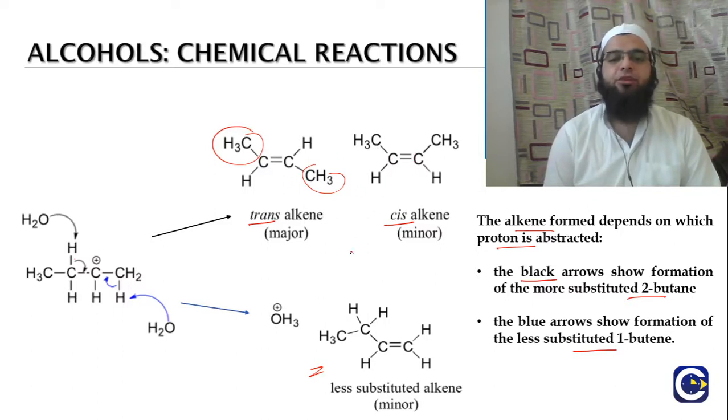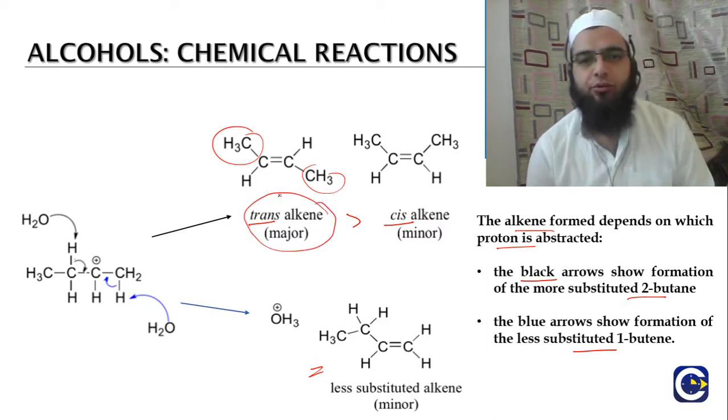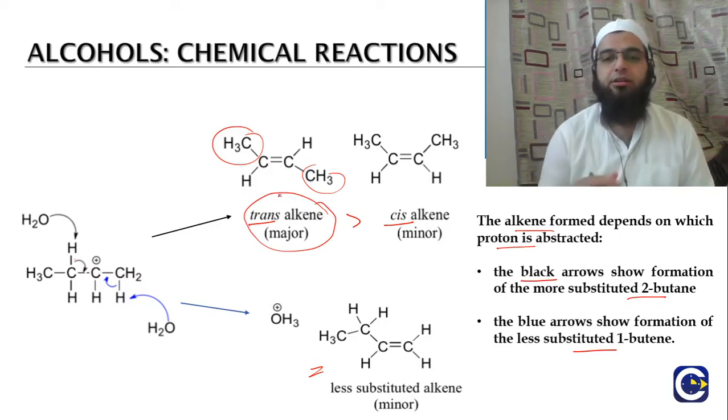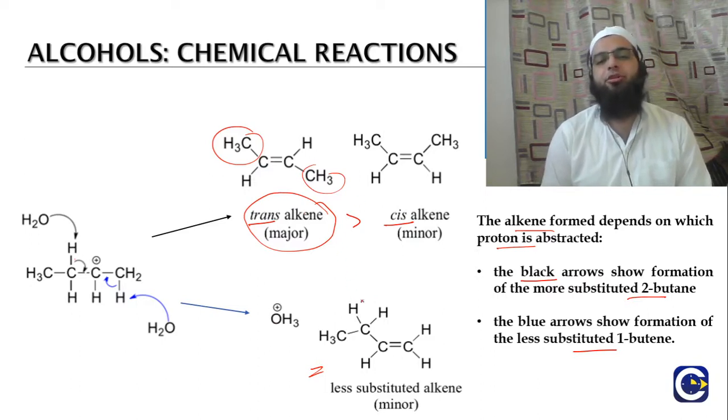If we make the comparison of the two, then trans is more stable than the cis. So the major product of this reaction will be the trans alkene, that is 2-butene. So in different situations, we have to look at the stability order, and we have to look at the stability of the product. The more stable product will be the final product and the major product of the reaction. Although the possibility of formation of both products is there, this product will be formed as a major product.